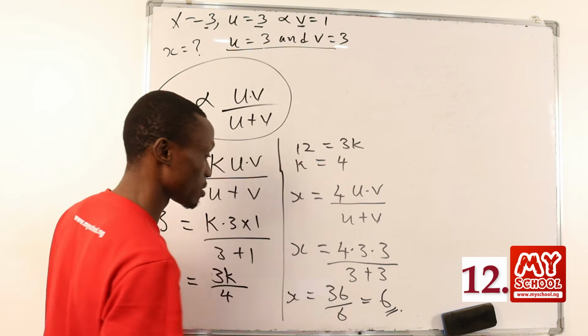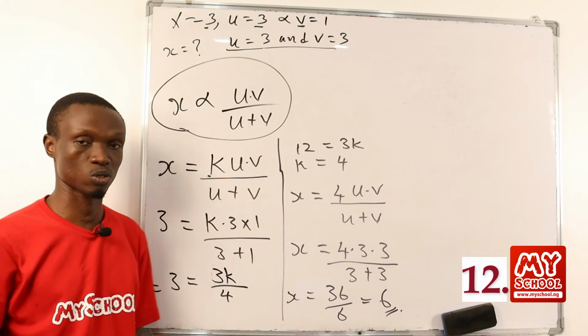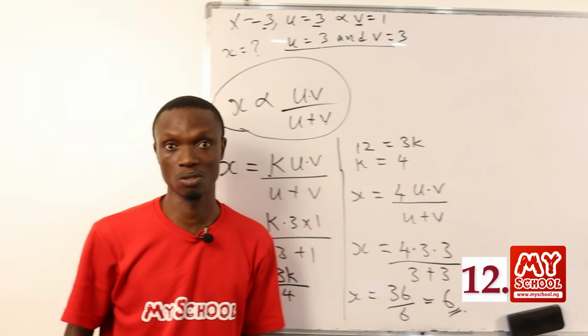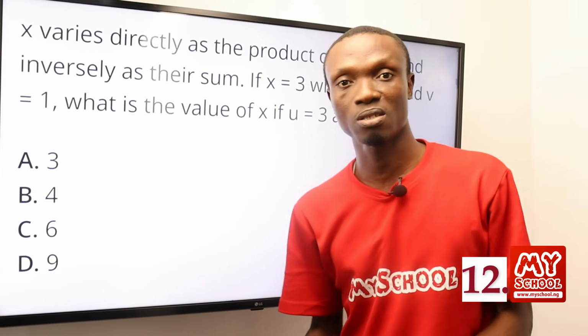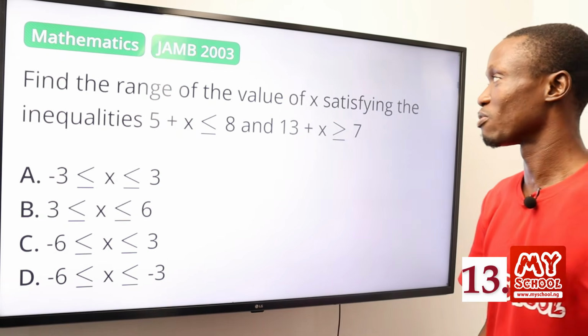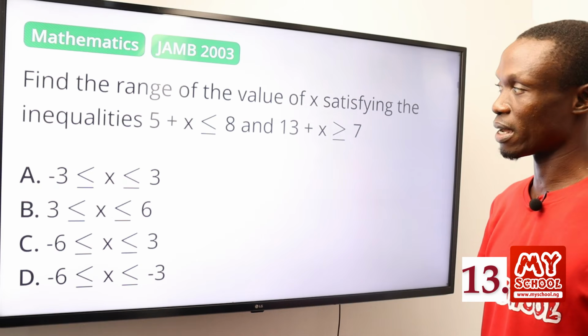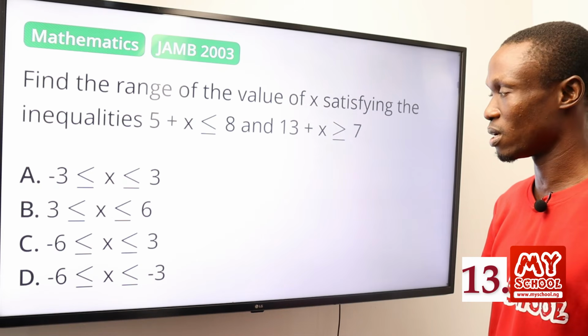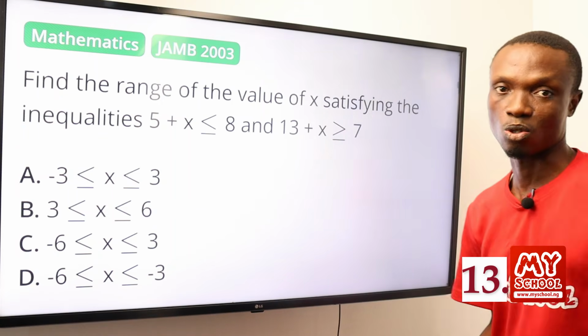So the value of s is equals to 6 when u is equals to 3 and v is equals to 3. So let's return back to the screen to pick the correct option for this question, and that is option C, 6. Question 13. Find the range of the value of s satisfying the inequalities. 5 plus s is less than or equal to 8, and 13 plus s is greater than or equal to 7. So let's move over to the board to provide answer to this question.